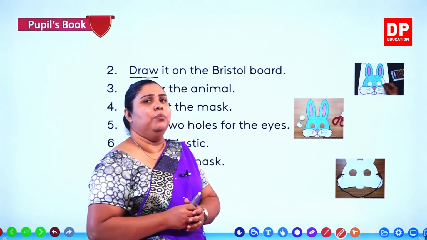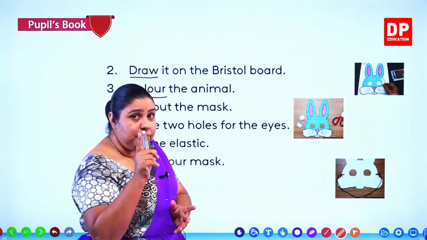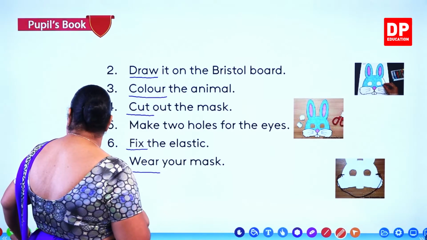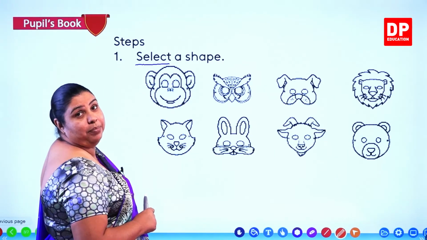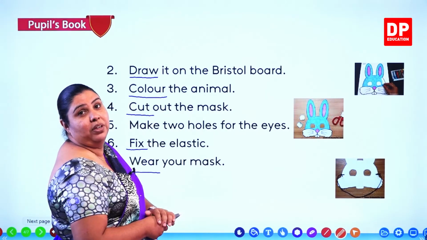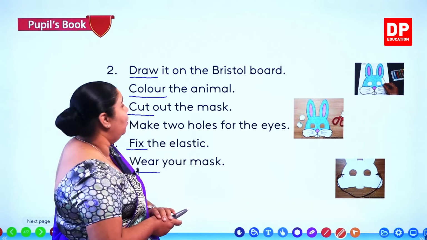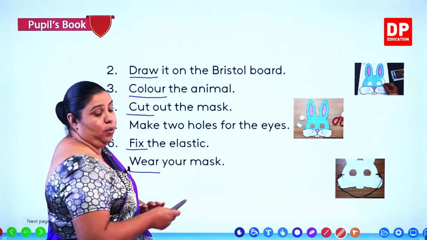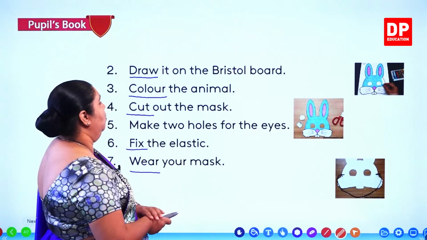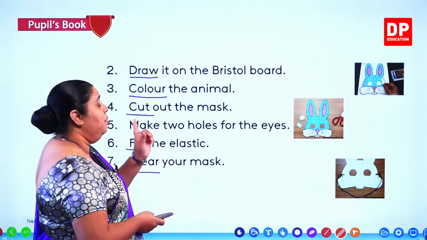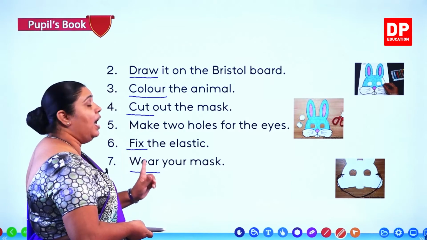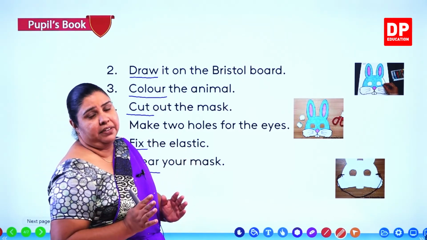So first of all, I'm going to once again read to you the steps that we have followed. Now, first, number 1, we selected a shape. We selected a shape and then draw it on the bristle board. Then we color. Now, when you make the mask, these are the steps that you follow. Then you cut out the holes. Right? Cut out the mask, make 2 holes for eyes, fix the elastic, wear your mask. Simple steps that we have to follow.